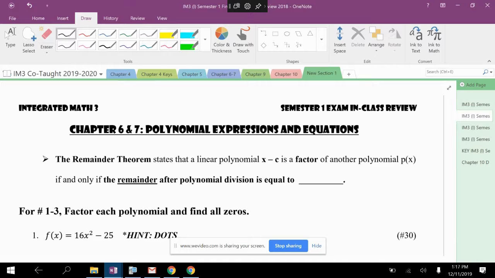Yeah, no, absolutely. Okay. Anyways, chapter 6 and 7. All right, I'm done with this too. Chapter 6 and 7. This was the factoring unit, which some of you did awesome on factoring. Okay, some of you needed some practice.